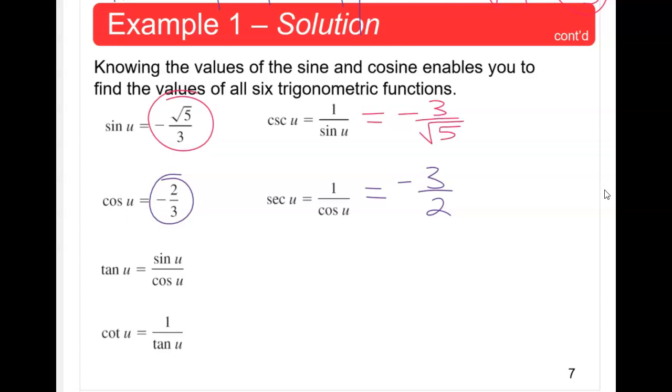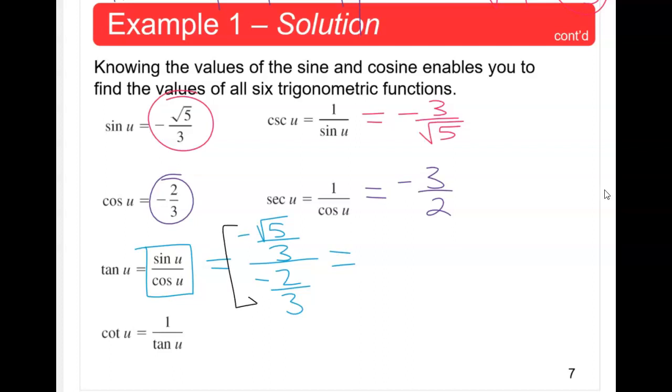And then for tangent and cotangent, for tangent, let's use the quotient identity. So that is sine over cosine. And we have those two values. So sine is negative square root of 5 over 3, and the cosine is negative 2 over 3. So if I multiply these two fractions, I will multiply the outer quantities. So that will be 3 times the square root of 5. Let's put the negative there in front.